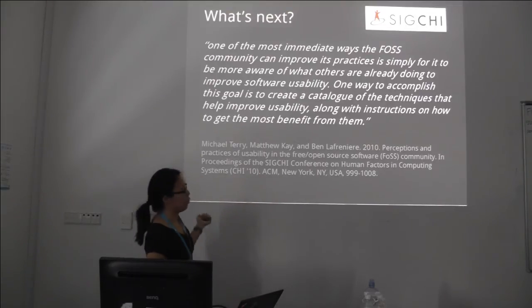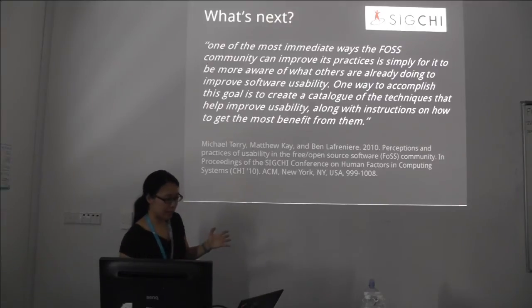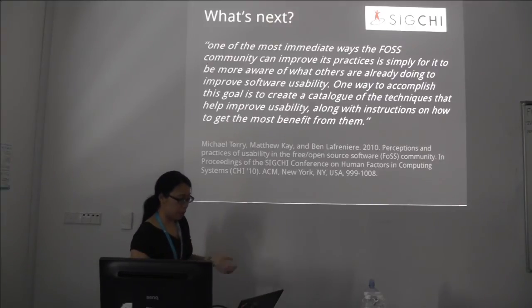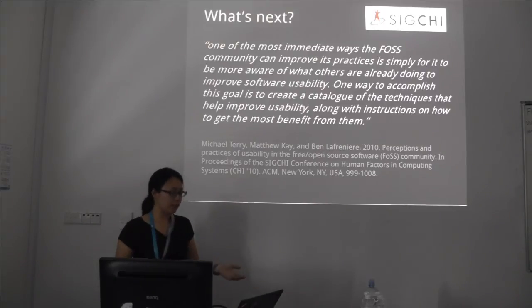And so what they say at the end of their paper is one of the ways that the FOSS community can maybe improve its practices is simply for it to be more aware of what others are doing to improve software usability. One way to accomplish this goal is to create a catalog of techniques that help improve usability, along with instructions on how to get the most benefit from them. And so I think it's good advice.